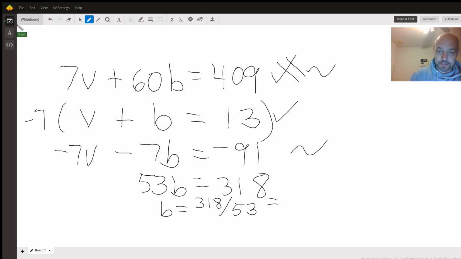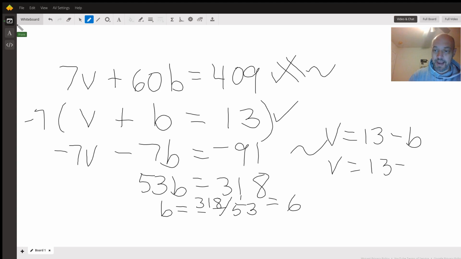I think it's 6. 6 times 3 is 18. 6 times 5 is 30, plus 1 is 31. Yeah, it's 6. So there are 6 buses. And now v plus b equals 13, which means v equals 13 minus b. V equals 13 minus 6. V equals 7. So there are 6 buses and 7 vans.